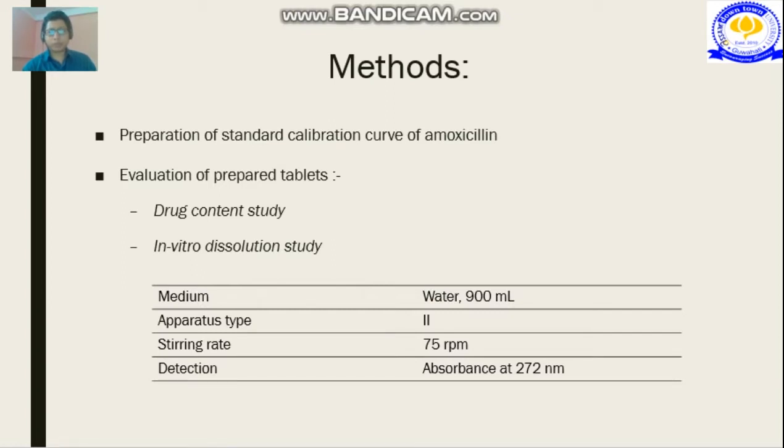To perform the in vitro dissolution study, the following parameters are considered prime, and we have followed them. For example, the medium is 900 ml of distilled water, and we are going to use a type 2 dissolution apparatus. The stirring rate is 75 rpm, and the detection of drug absorbance takes place at 272 nanometers in the UV visible spectrophotometer. Now, to have a detailed understanding of the practical, let's see the practical demonstration talk on this introductory session, which has been delivered for you.